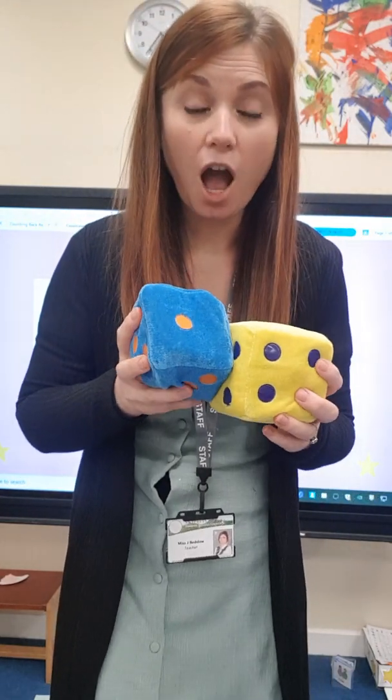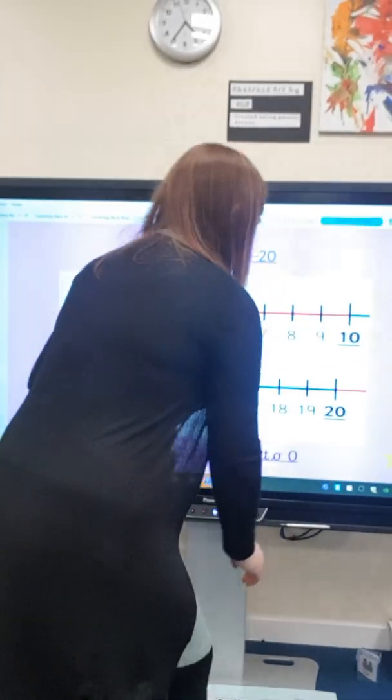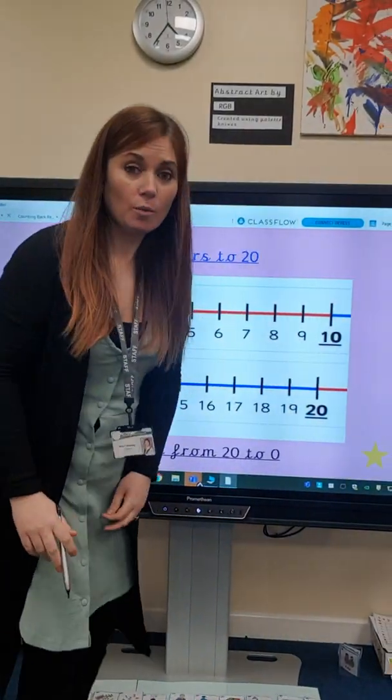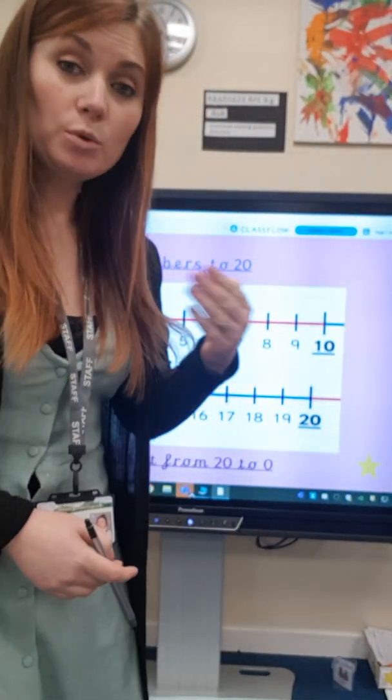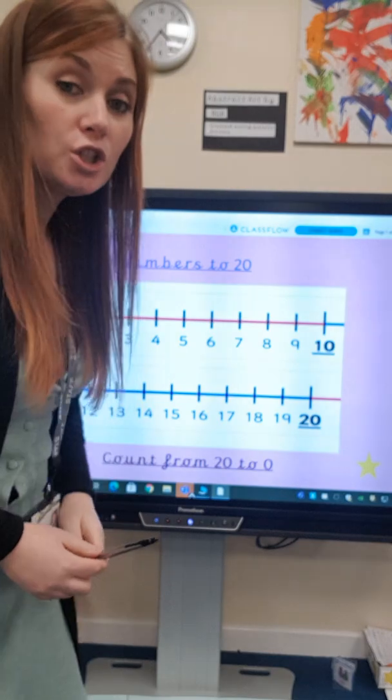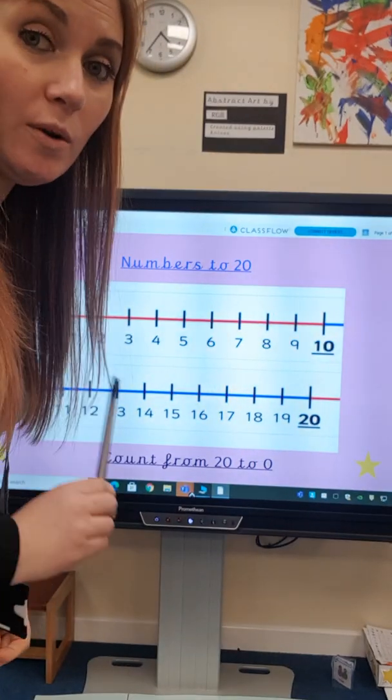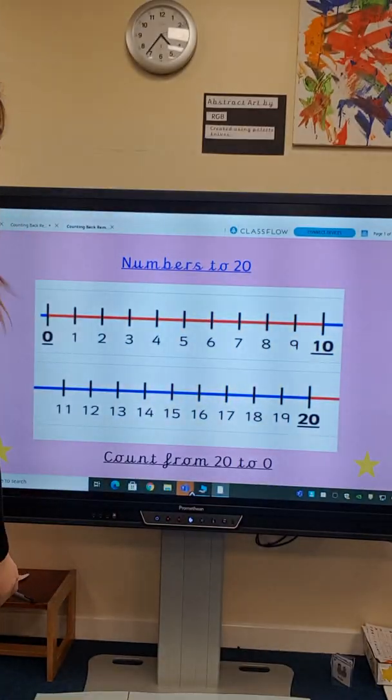Again, if you have any of these at home, that's a game you can play, just subitizing and adding how many dots there are together. So today we're going to do all about counting back. Last week we did counting on, so this week we're looking at counting back. So we use some of the similar skills. So to start us off, to get our brains going, we're going to count backwards from 20 to 0.